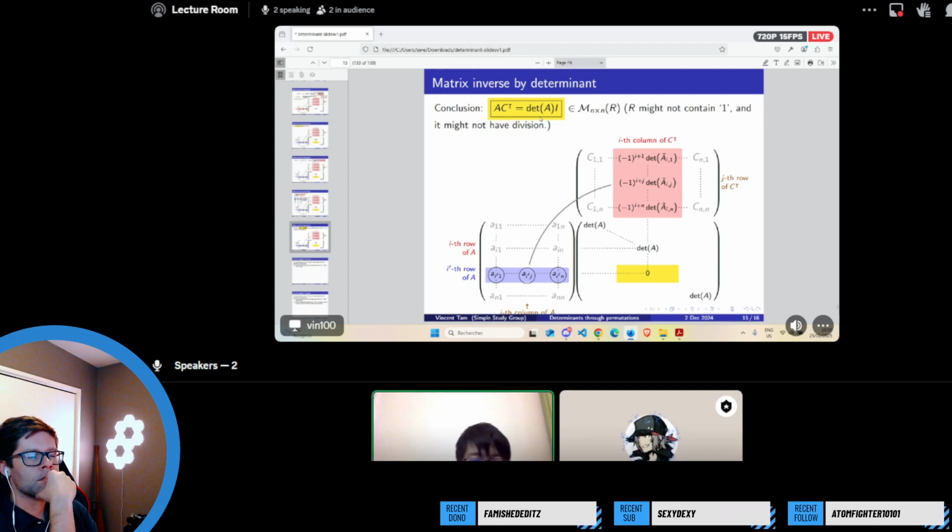So it is only at this point that we need division. If we want to calculate the matrix inverse and say that A inverse is equal to 1 over determinant A times C transpose, it's only at this point that we need division in R. Otherwise, we don't really need that.